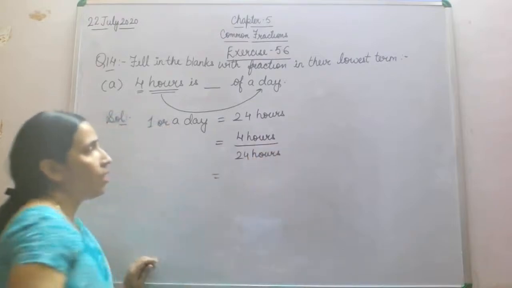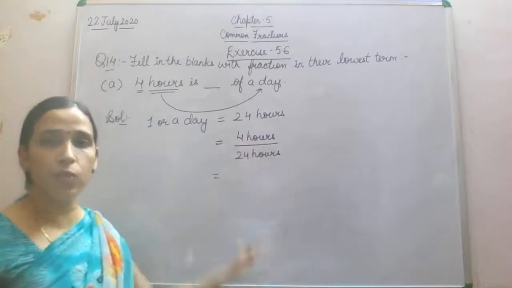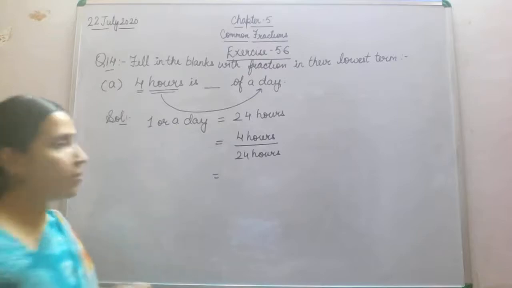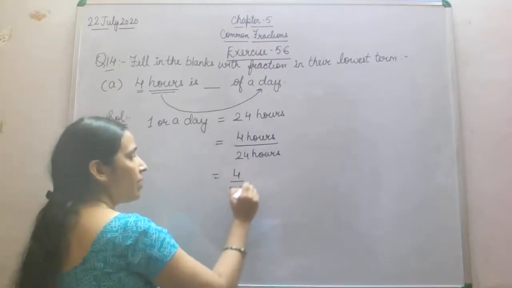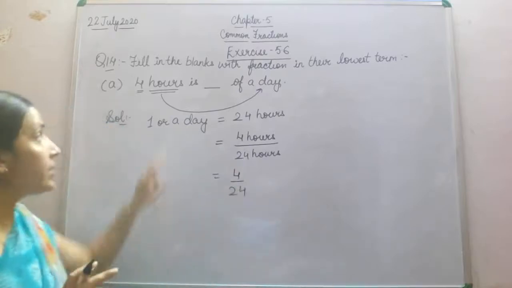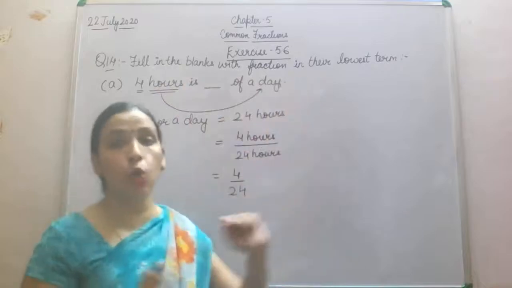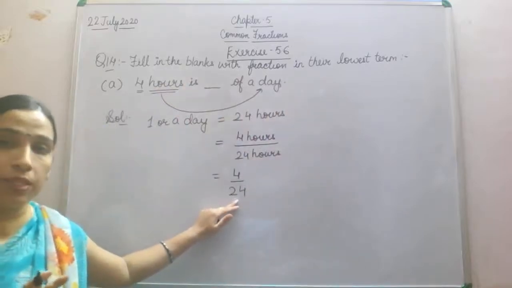If you don't want, you cannot write this. It is not necessary to write the unit here, but I have written it so that we will remember. Now 4 hours means 4 will be divided by 24. Now what is the next part of the question? Fill in the blank with fraction in their lowest term. It means you have to reduce it into its lowest term.